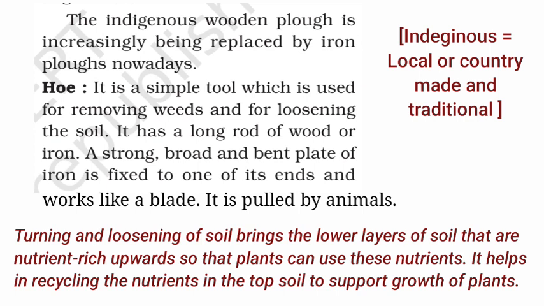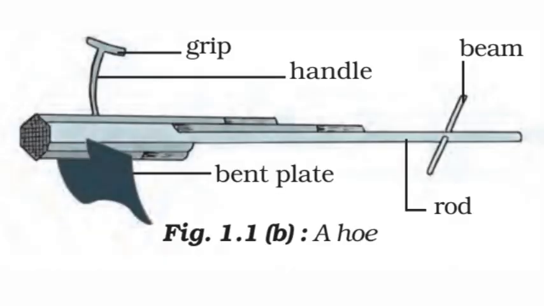Structure is explained here. It has a long rod of wood or iron. A strong, broad and bent plate of iron is fixed to one of its ends and works like a blade. It is pulled by animals. Let us see the picture of the hoe given in our lesson.